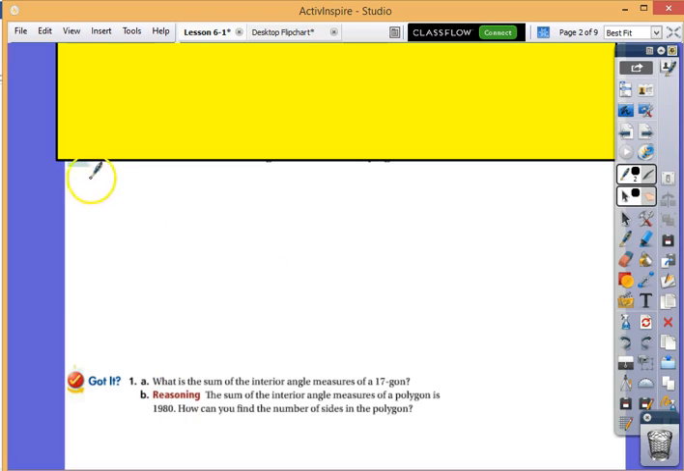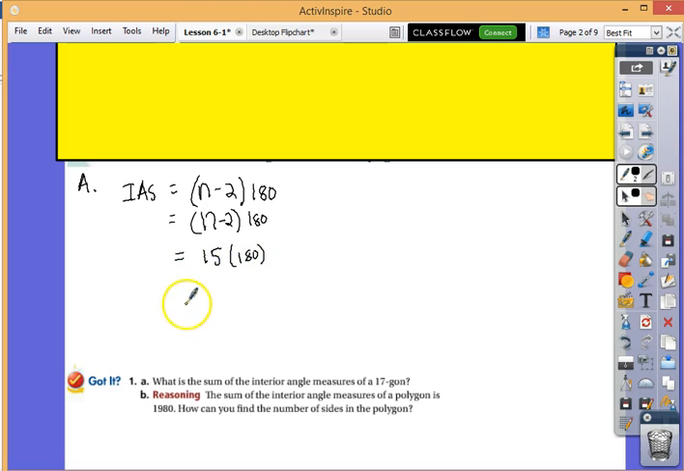All right, let's see how you did. For part A, I used the IAS is equal to n minus 2 times 180. What's n in this case for a 17-gon? Yeah, that was pretty easy to determine. And so 17 minus 2 is 15. And 15 times 180 is 2,700. Everybody okay with that one?